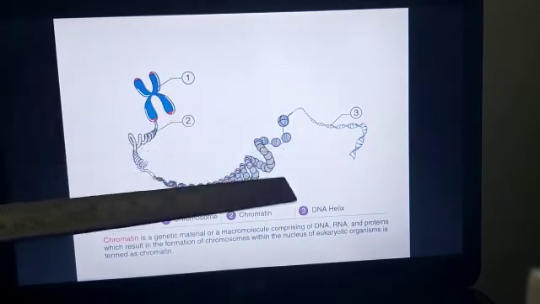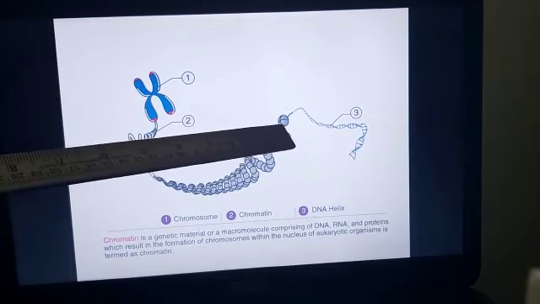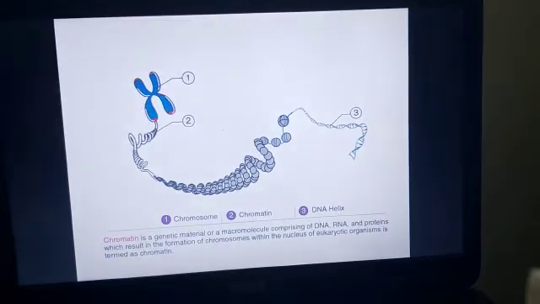At various places, this chromatin is wound around the proteins. This protein is called histone protein. So DNA is a long thread-like structure which is present around the histone protein. So DNA plus histone protein together is called nucleosome. This is how the DNA is present inside the nucleus of a cell.